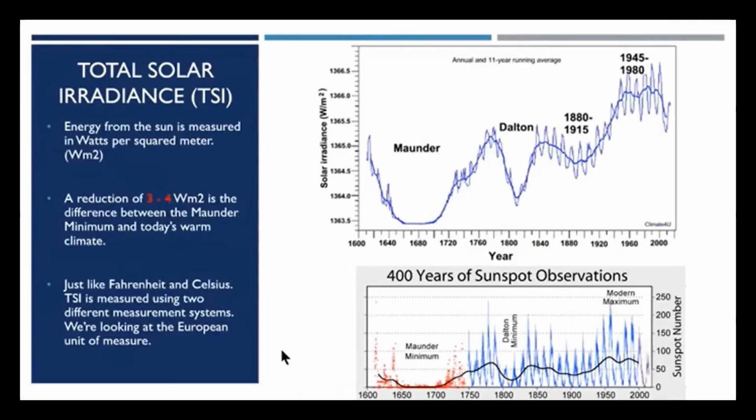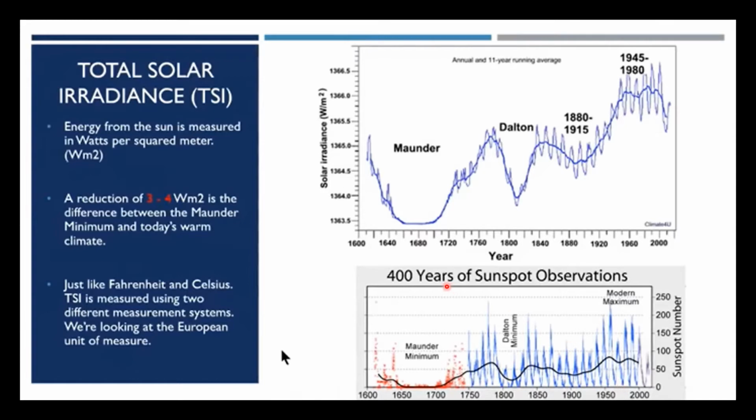So this is a chart where the top chart shows total solar irradiance. And you can see that it drops during the Maunder minimum, comes back up, and drops again during the Dalton minimum, comes up. We had a little drop in what's called the Gleisberg minimum. It's not labeled there. And then it comes up. We have had an increase in total solar irradiance during the modern maximum. And this total solar irradiance certainly correlates with these minimum maxima sunspot observations.